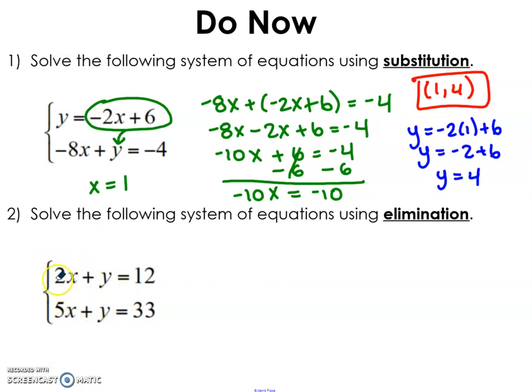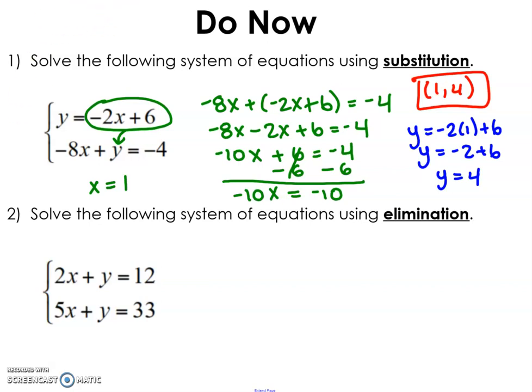So when we look at these examples, we have the x's have a 2 and a 5, so they're not the same number, and they're not the same sign. If we look at the y's, the coefficients are both 1, so it's the same number, but they're not the same sign. So I would focus on trying to eliminate the y's. So we want to make sure that we have the same number and opposite signs. So we have the same number in front, but we don't have the same sign.